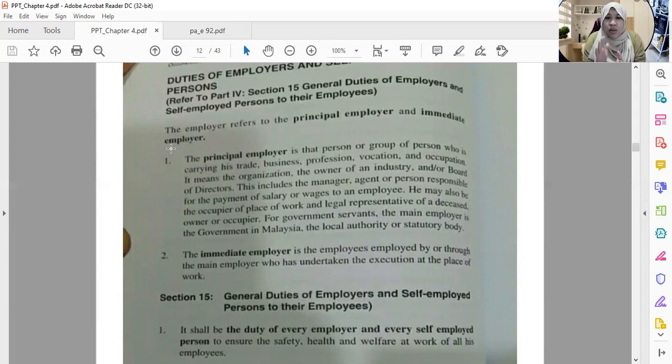Jadi dekat sini, principal employer is the person or a group of person who is carrying his trade, business, profession, vocation and occupation. Itu saya kata tadi, diorang adalah yang the owner of industry. So kalau kata diorang adalah board of director, bermakna mereka adalah terlibatlah CEO, CFO, COO, BOD. So mereka ni adalah the owner, okay, pemilik kepada kita panggil company tersebut. It means that the organisation, the owner of industry and or board of the director. This include the manager, agent or person responsible for the payment of the salary or wages to employee.